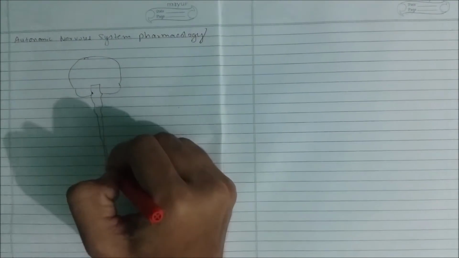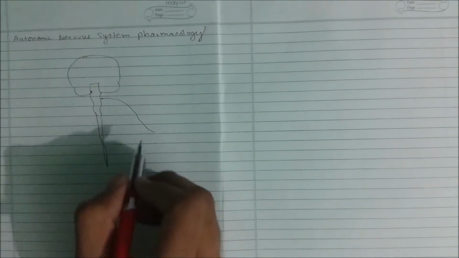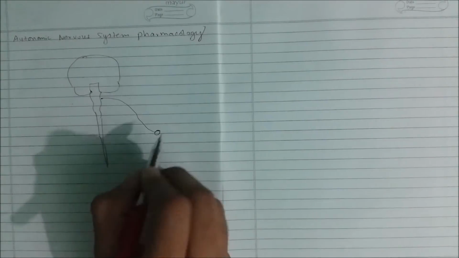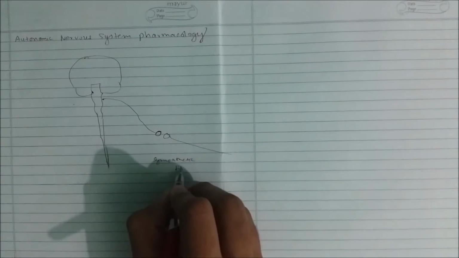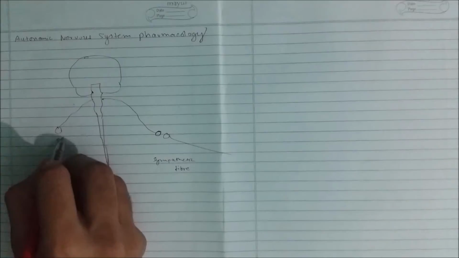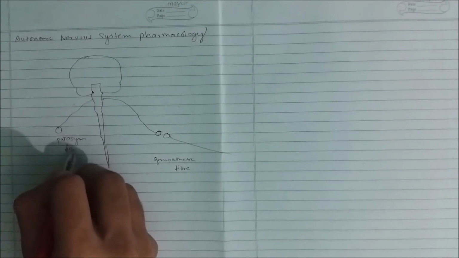So before going deep into this pharmacology, first let me describe some anatomy and physiology of the autonomic nervous system. Suppose this is our brain, and this is the spinal cord. Suppose these are your sympathetic fibers, and this is your preganglionic fiber, and this is your postganglionic fiber. Sympathetic fiber. And let this be your parasympathetic fiber. Okay, this is the preganglionic fiber of the parasympathetic fiber, and this is the postganglionic fiber of the same parasympathetic fiber.